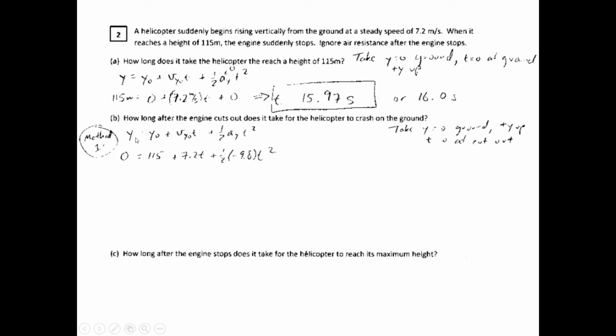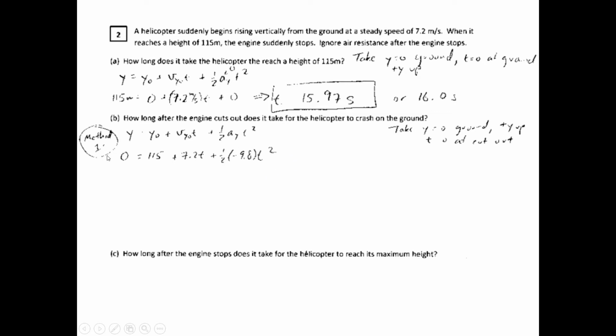So y final is 0 because then it's on the ground. Y initial is 115 meters. Vy initial is 7.2 because at the moment the engine cut out, it was going upward at 7.2 meters per second, times t, plus 1/2, and it's in free fall now. We've chosen plus y to be up, so ay is minus 9.8. 1/2 ay times t squared.